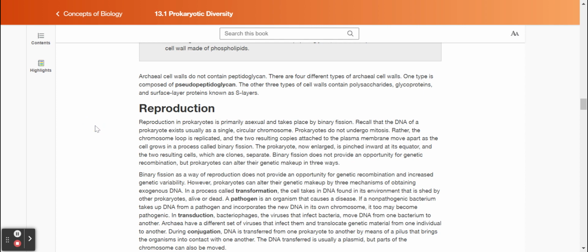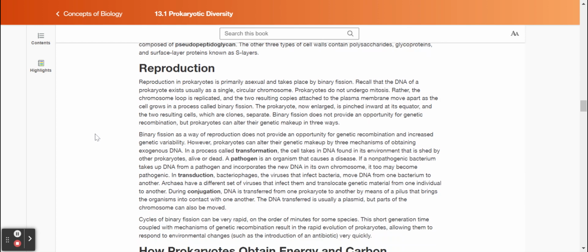Archaeal cell walls do not contain peptidoglycan. There are 4 different types of archaeal cell walls. One type is composed of pseudopeptidoglycan. The other 3 types of cell walls contain polysaccharides, glycoproteins, and surface layer proteins known as S layers.